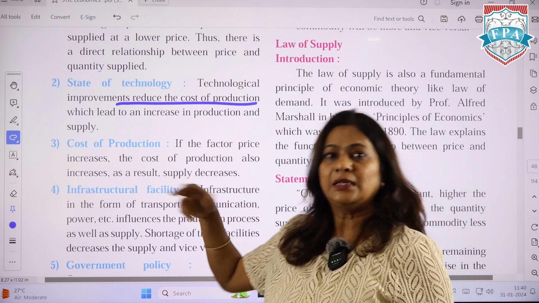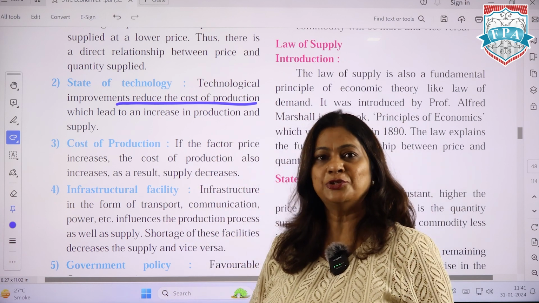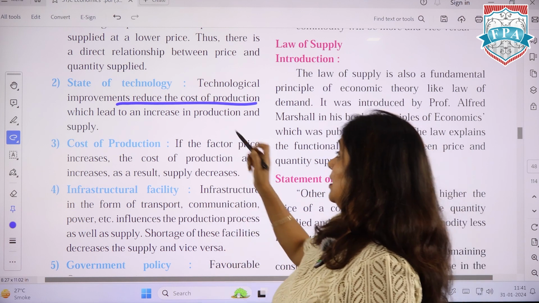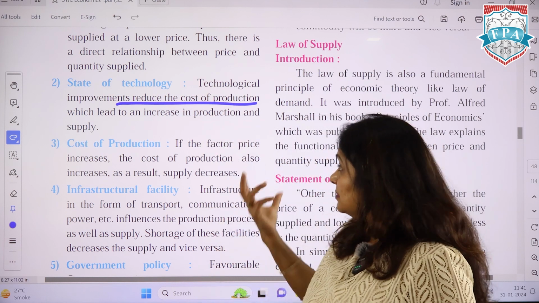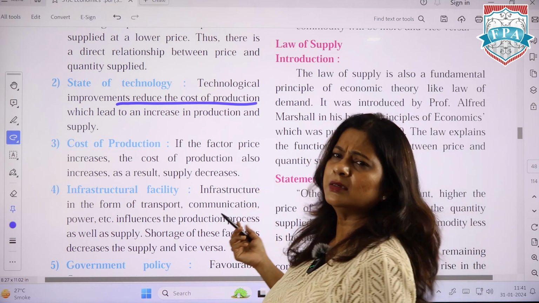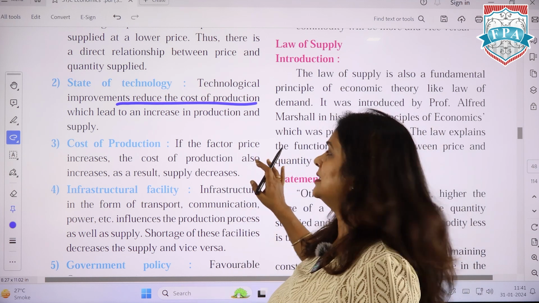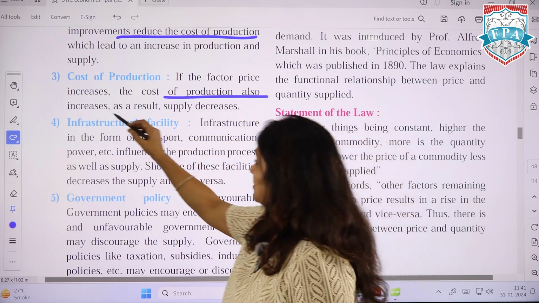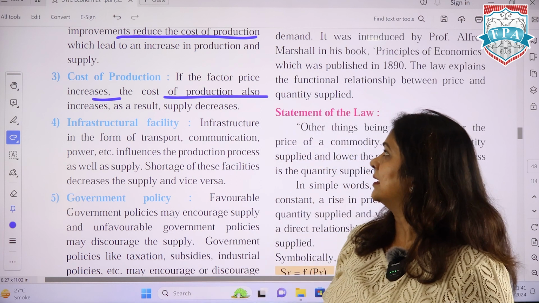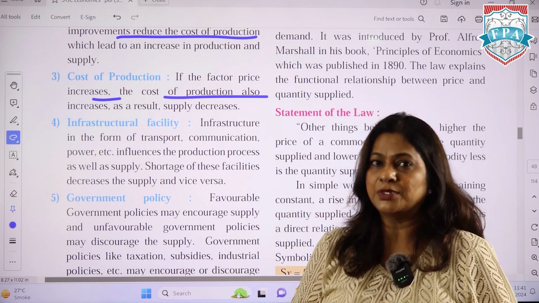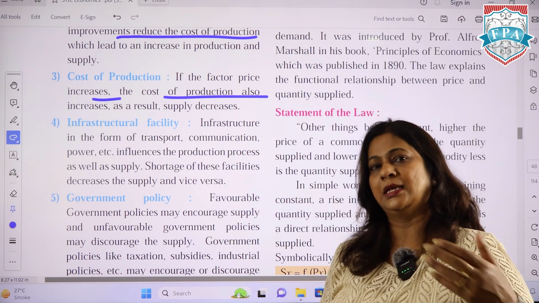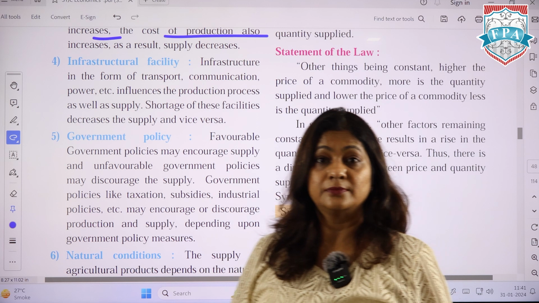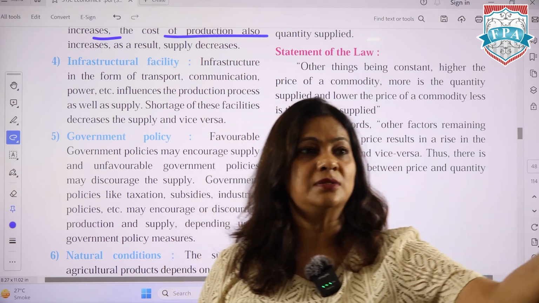So please understand, with technology the cost of production will fall. That's a very important factor: if the cost of production decreases, automatically the supplier will be able to increase the production. If the cost of production increases, automatically the supplier would not be ready to supply more, or if the cost of production decreases, the seller will be ready to supply more.